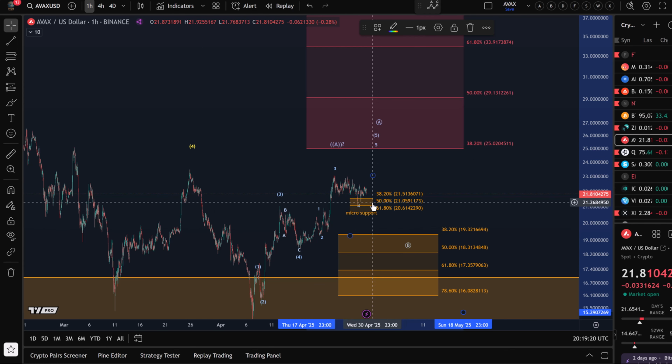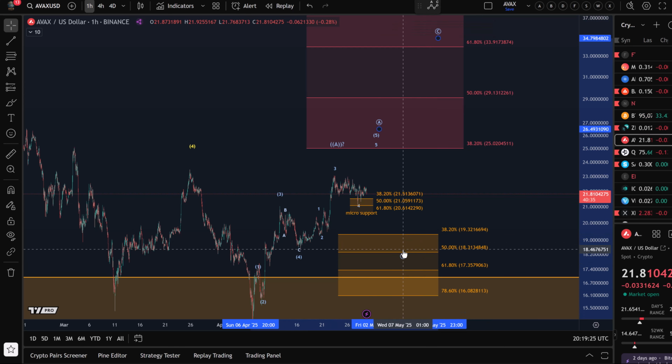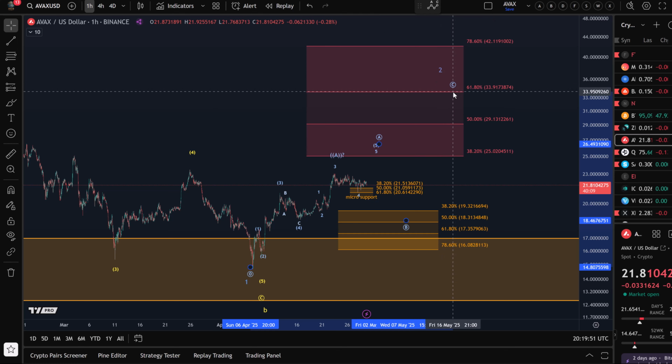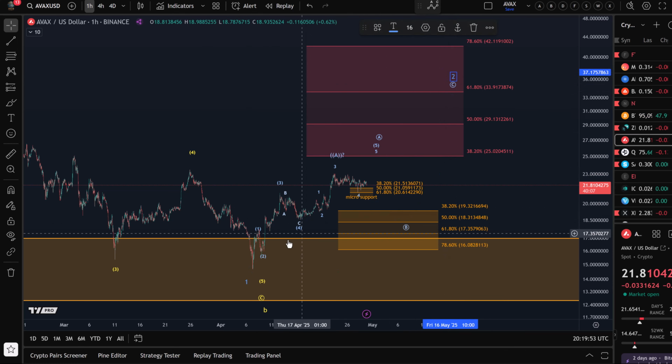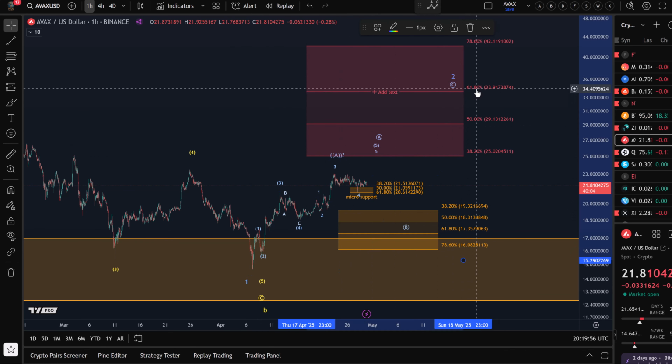$20.61 is micro support. Okay, break below that, no problem. It would shift the focus here to this B wave support area that I identified between $16.08 and $19.32. So this is standard support for a B wave pullback, which, however, it's not very clear if this pullback has started. And then as long as we're holding $16, I'm going to watch for at least one more high in this C wave. Now, that being said, this is a corrective rally.